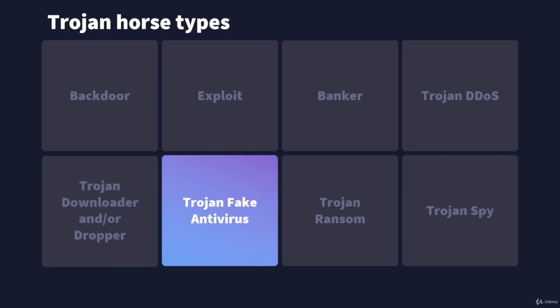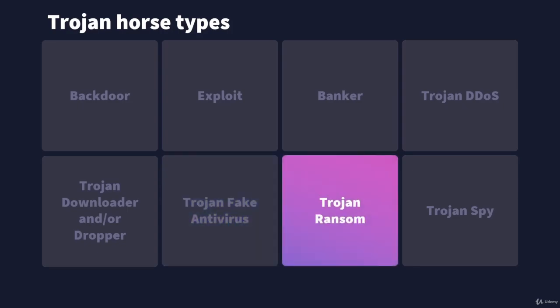Next, we have the Trojan fake antivirus, which pretends to be legitimate antivirus software. They are usually designed to obtain money from their victim in return for detection and removal of threats, even though the threats that they report are actually non-existent. After that, let's have a look at the Trojan ransom. This type of Trojan can modify data on the victim's computer so that the victim cannot use the data anymore. The cybercriminals will only restore the data after ransom money is paid.